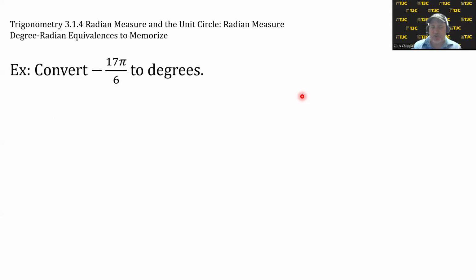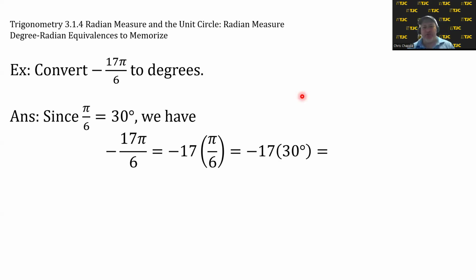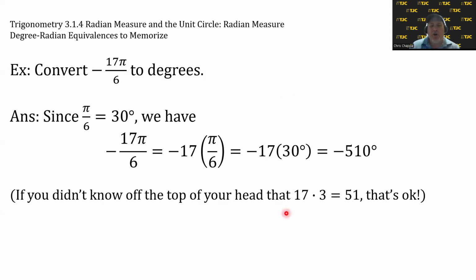What about this one? Negative 17 pi over 6 radians converted to degrees. Well, if you know that pi over 6 is 30 degrees, and I do, then we could do the following. Negative 17 pi over 6 is the same as negative 17 times pi over 6. But that's the same as negative 17 times 30 degrees. Now, you may or may not know 17 times 3. It's 51, so negative 17 times 30 is negative 510 degrees. But if you didn't know off the top of your head that 17 times 3 was 51, that's okay.